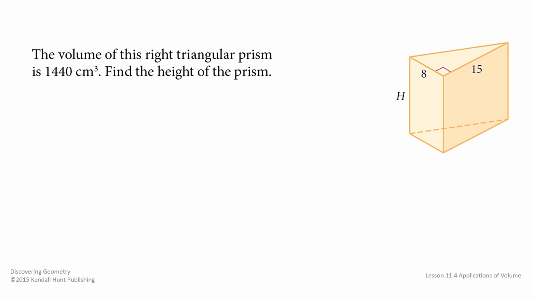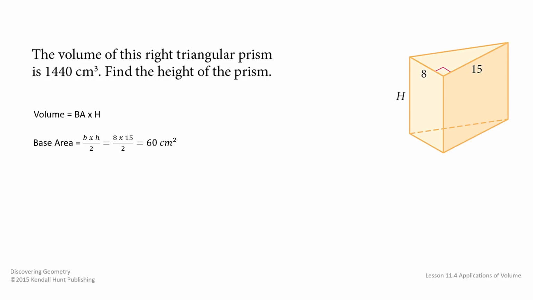Our next problem. We want to find the height of this right triangular prism. We know it's 1,440 cubic centimeters. Now we got to find the height. Now, volume of a prism is base area times height. So we have to find the area of the triangle, multiply by the height, which we don't know, and that should give us 1,440. Well, for a triangle, it's base times height divided by 2.